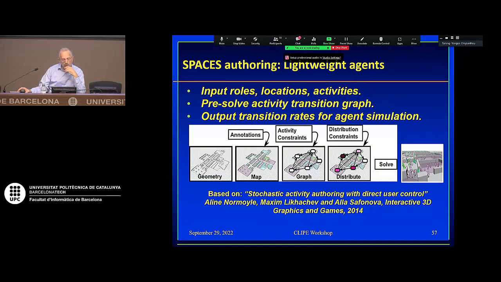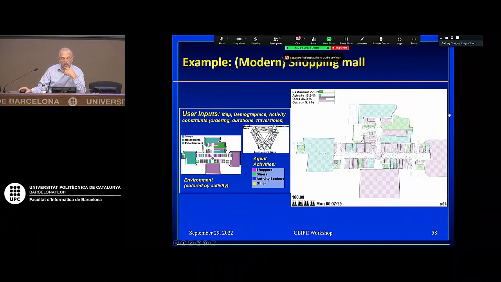The lightweight agents were done by a stochastic system, which was based on Nuria's work with her initial supervisor, Alla Sofanova, before she jumped over to work with me. And this one actually had all the pieces we needed because you could set up a geometric map and annotate it with various parameters like what it was used for, how many people it could hold, how long people generally stayed in there, and all these things were distribution constraints. These were all then fed into a matrix that was used to come up with a transition graph.